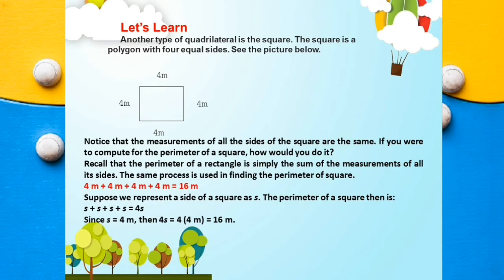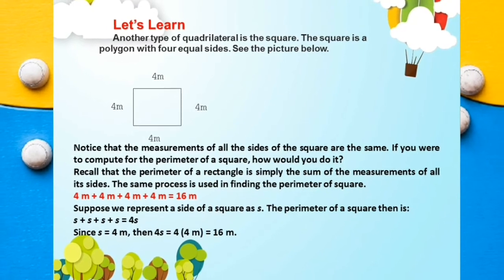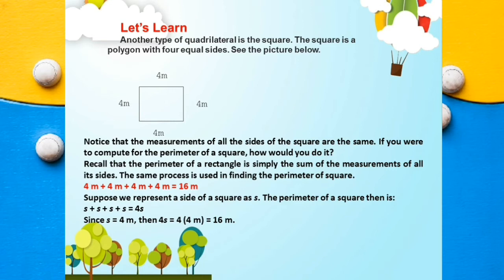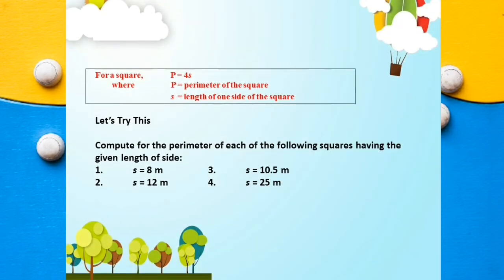Recall that the perimeter of a rectangle is simply the sum of the measurements of all its sides. The same process is used in finding the perimeter of a square. Of course, 4 meters times 4 is equal to 16 meters. Suppose we represent a side of a square as S. So the perimeter of a square then is 4S. Since S is equal to 4, then 4S is equal to 4 times 4 meters, which is 16 meters. For a square, P is equal to 4S, where P is the perimeter of the square.